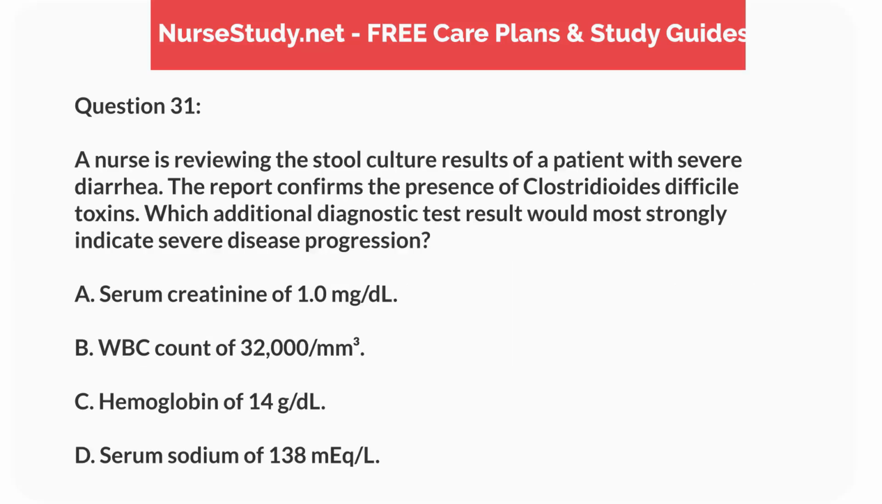Question 31. A nurse is reviewing the stool culture results of a patient with severe diarrhea. The report confirms the presence of Clostridioides difficile toxins. Which additional diagnostic test result would most strongly indicate severe disease progression? A. Serum creatinine of 1 mg per deciliter. B. WBC count of 32,000. C. Hemoglobin of 14 grams per deciliter. D. Serum sodium of 138 milliequivalent per liter.